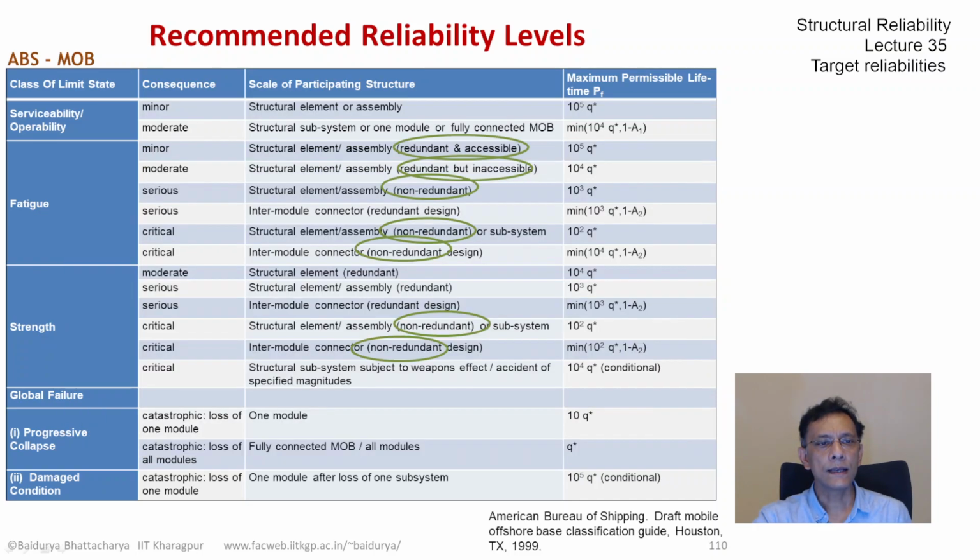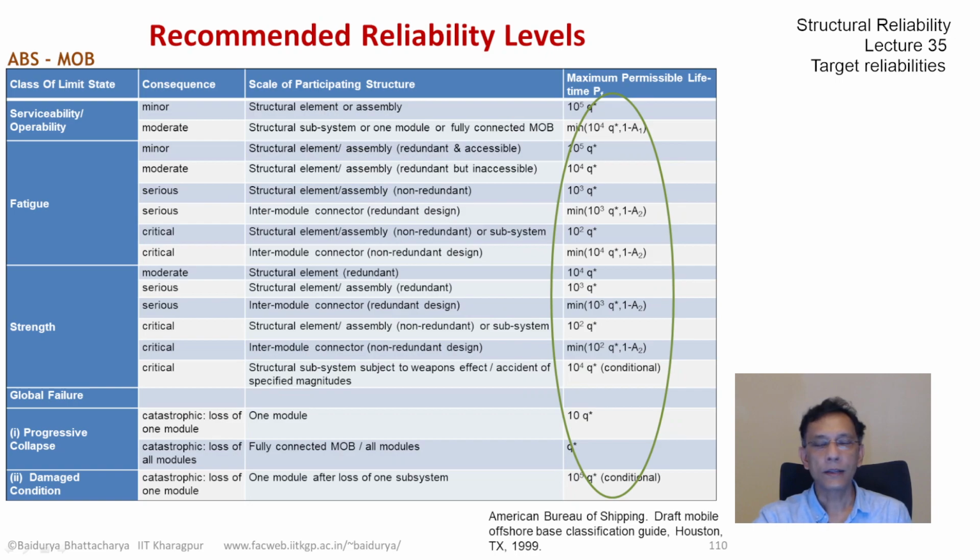So just like DNV had, this guide also considered the effects or lack of redundancy. So you see several redundant or non-redundant, whether accessible or not, those things were also considered, and with all of those, the maximum permissible lifetime failure probabilities were defined.